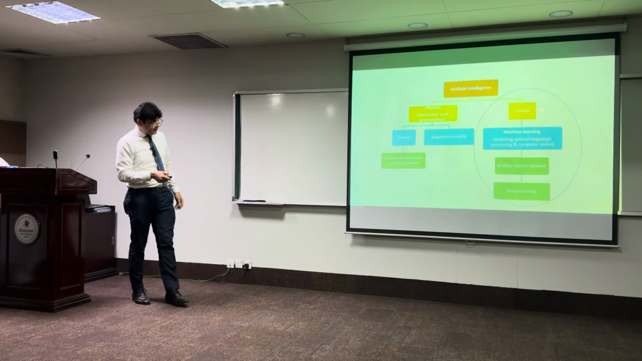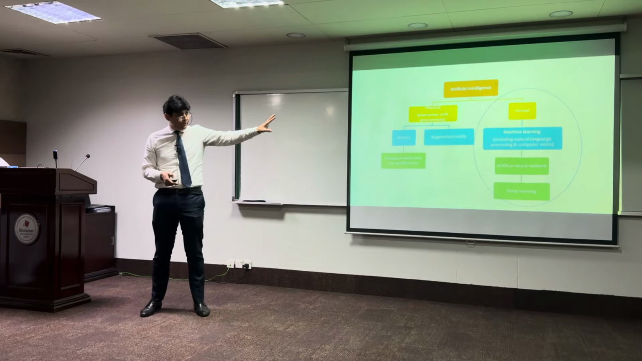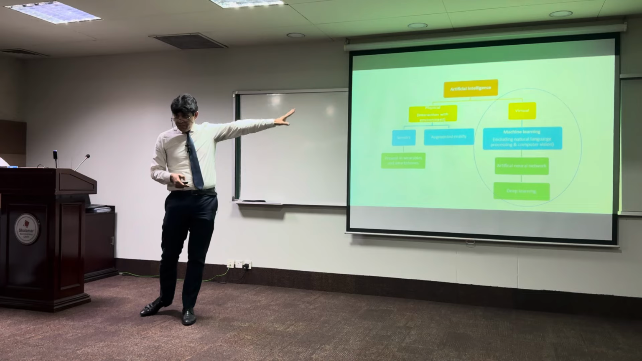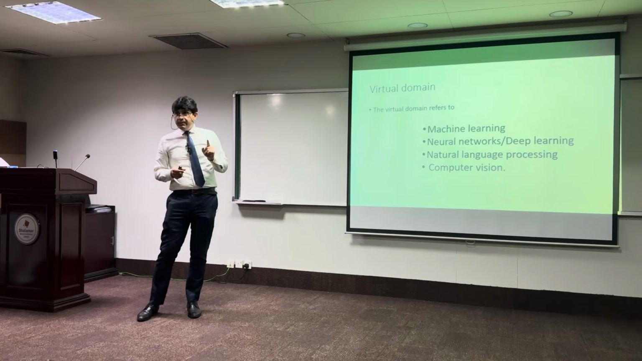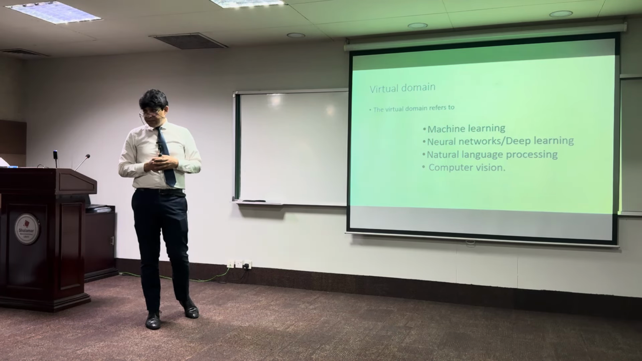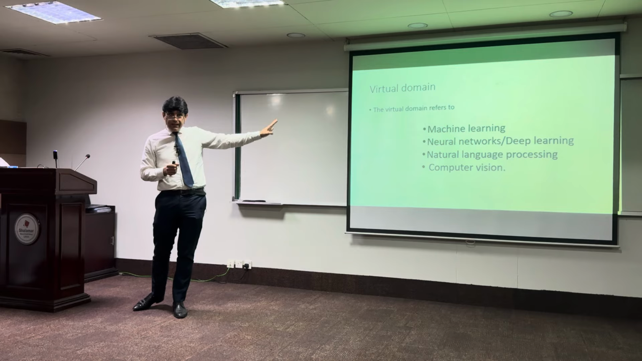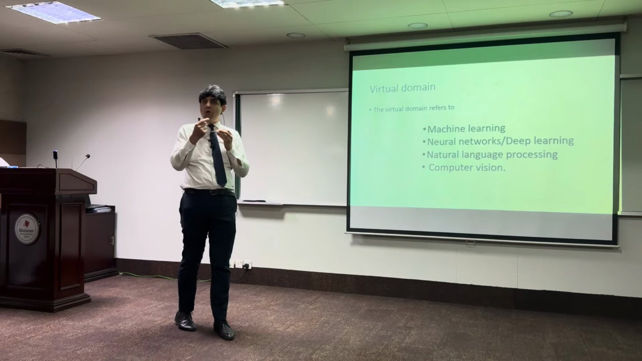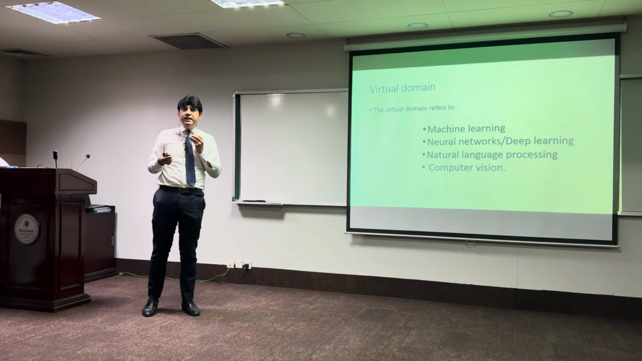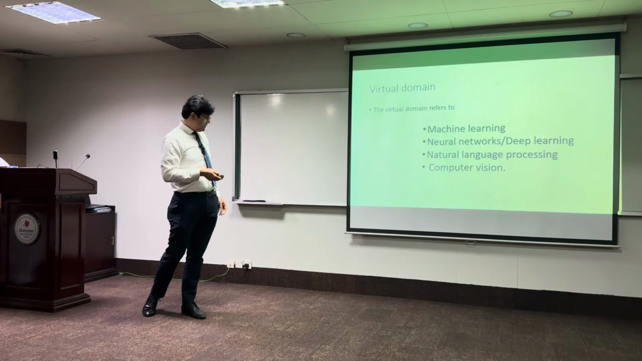Where we use mathematical models, machine learning, artificial neural networks, and deep learning. So we will be talking about this component. I'll be explaining these terms and how they can be applied. The virtual domain refers to machine learning, neural networks, that is deep learning, natural language processing, and computer vision, which I have talked about. I'll be discussing the details. These are four main terms which you will read in any article related to artificial intelligence. So try to comprehend these terms so that when you are reading the article, you can know what they are talking about. So what is machine learning?